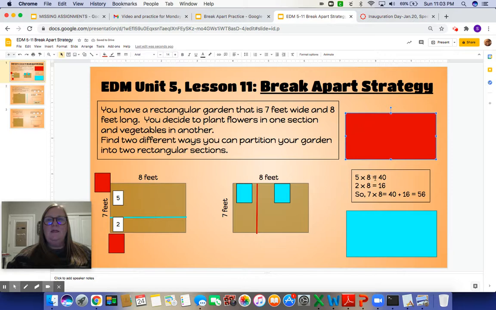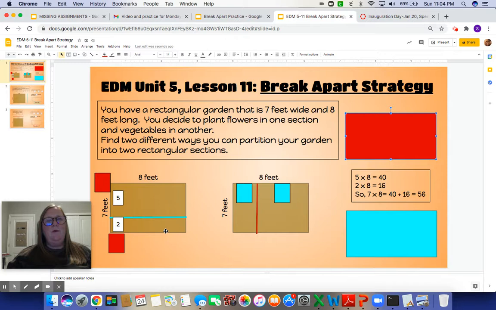So 5 times 8 equals, and remember, if you don't know, that means you can count by 5s 8 times. So 5, 10, 15, 20, 25, 30, 35, 40. So 5 times 8 equals 40. And then we do the other half of this side of the rectangle, which is 2 times 8. 2 times 8 equals 16. Remember, if you don't know your 2s, you can also count by 2s 8 times to get 16. So 7 times 8 would equal 40 from this rectangle that we partitioned, and 16 from the second one that we partitioned. And when we add that up, we get 56.